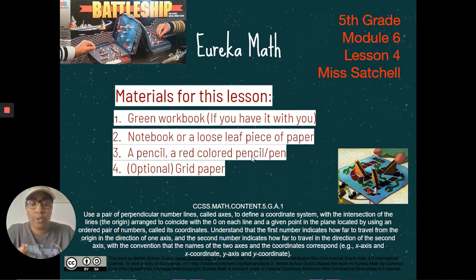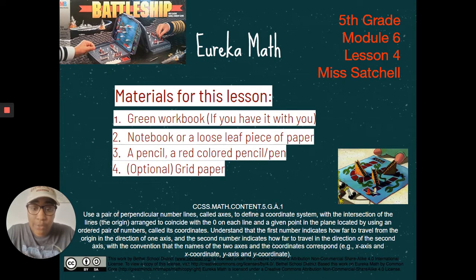If you have a notebook or a piece of paper, that works too. What I want you to have is a pencil and a red crayon or a red colored pencil or a red pen or whatever. You just need a black one and a red one. So if you have two crayons of that color, if you have two colored pencils, I don't recommend pen because we're doing math, but if that works, that works. And once again, if you have grid paper, this will be very helpful for this lesson for today.